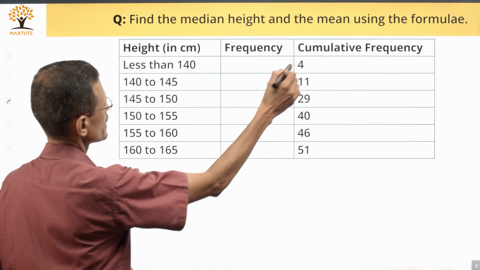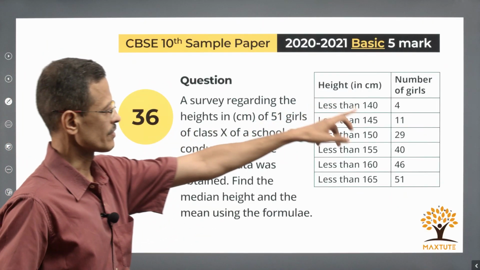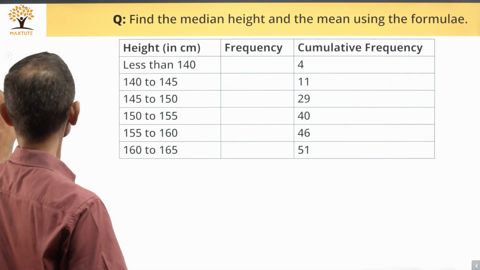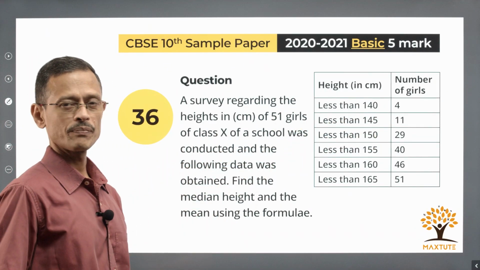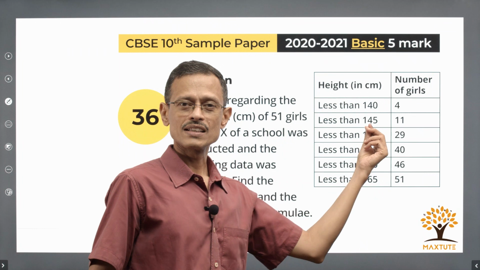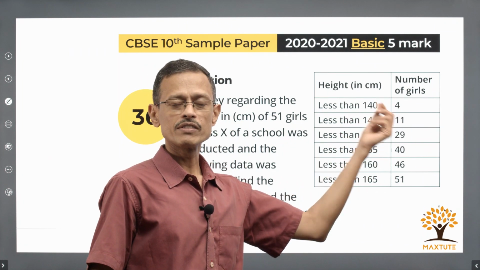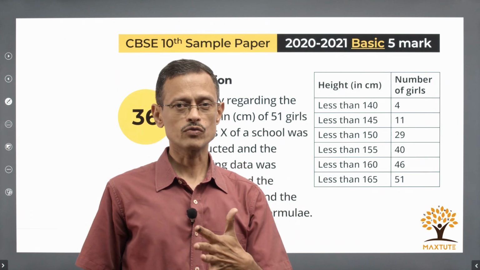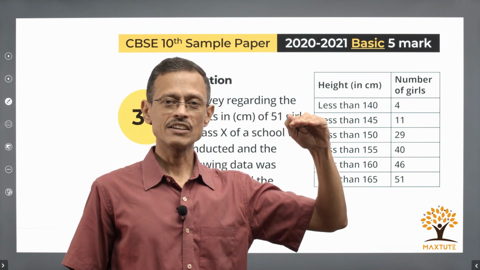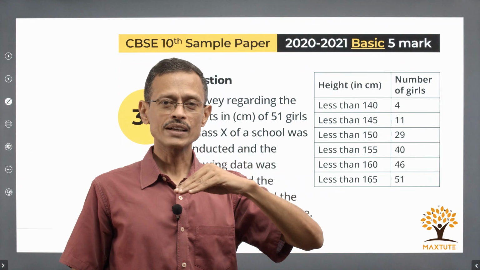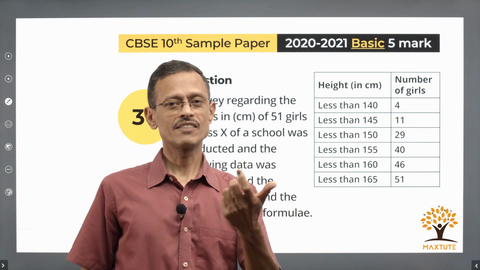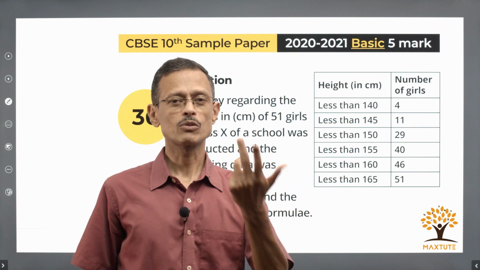Less than 140 is 4. That's the cumulative frequency table that is given. Now, less than 145 is equal to 11. Less than 140 is 4. Less than 145 is 11. So between 140 and 145, the number of girls would have been 11 minus 4. 4 of them have a height which is less than 140. When I look at less than 145, it is 11. So between 140 and 145, there would have been 7 girls.